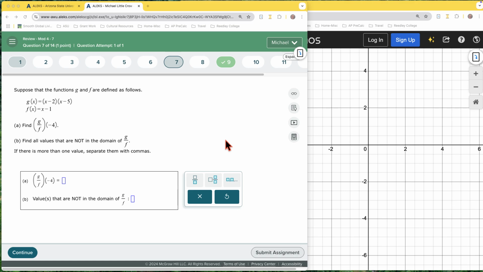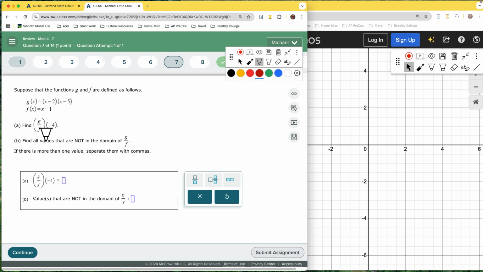Quotient of two functions, the basic part. So we're given two functions, we're taking its quotient, we're dividing them. And the order of division is important, as we will see. So let's go ahead and work through this one.